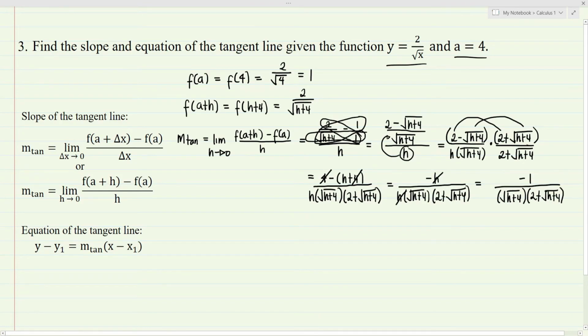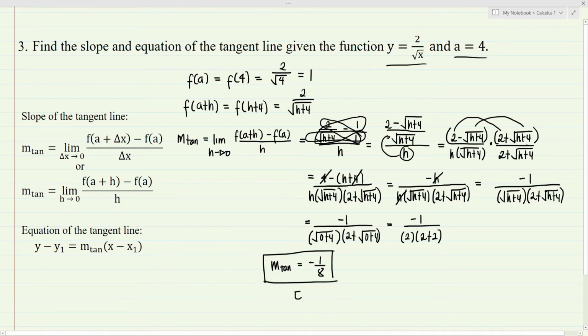Since it is already in its simplified form, I can now plug in the value of h here to solve for its limit. So I would have here negative 1 divided by square root of 0 plus 4 multiplied by 2 plus square root of 0 plus 4. So its answer here would be negative 1 divided by square root of 4 is 2 multiplied by 2 plus 2. So the slope of the tangent line here would be negative 1 over 8.